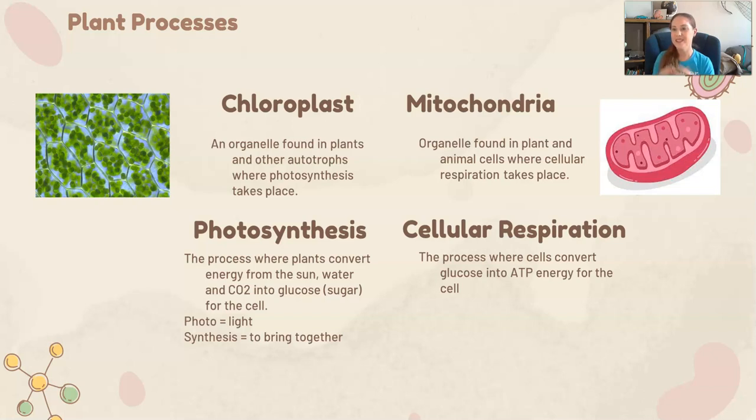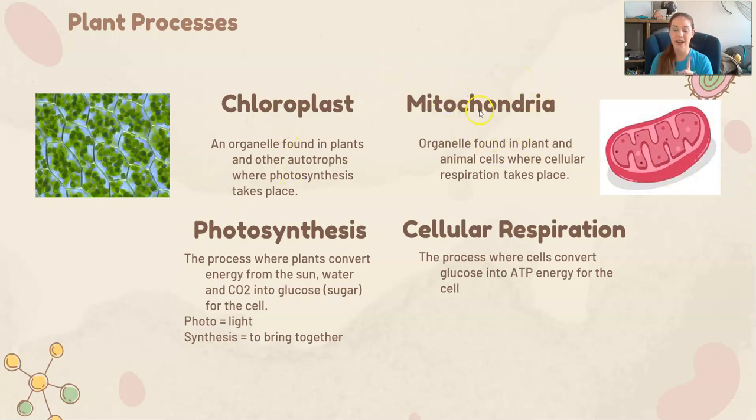Hi everyone. So today we're going to be talking about plant processes, and I thought a great place to start would be to review some of the vocabulary and concepts that we've learned in previous lessons. We've talked about these a few times, but they're so important for photosynthesis and plant processes that I thought we'd touch on them again. So remember, the two organelles that we were talking about were the chloroplast and the mitochondria.